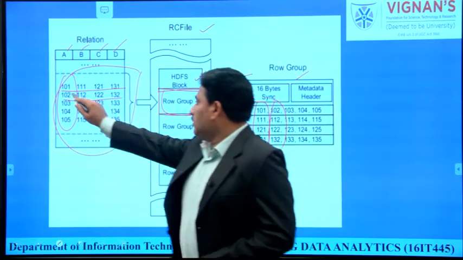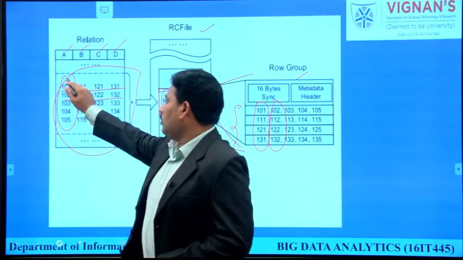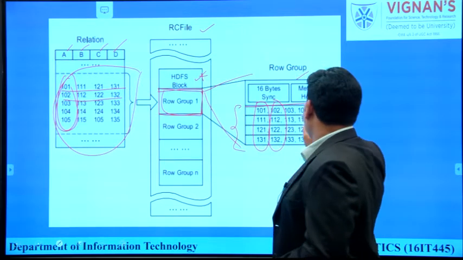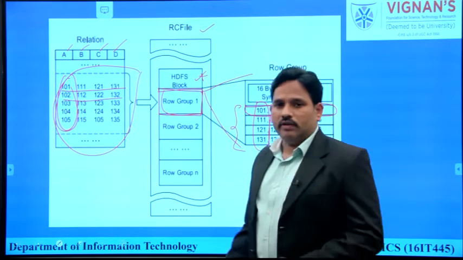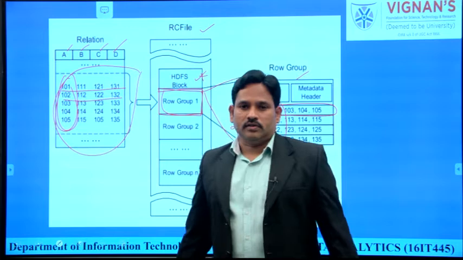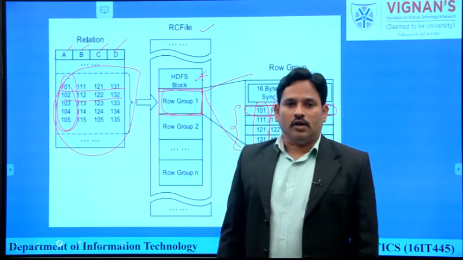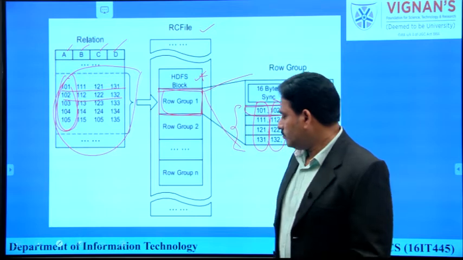Look here. In the first column we have 101 to 105. These values are represented in a row format. So whatever format we are using, it is not different. But in the RC file format, it will store data in a column-oriented format only.